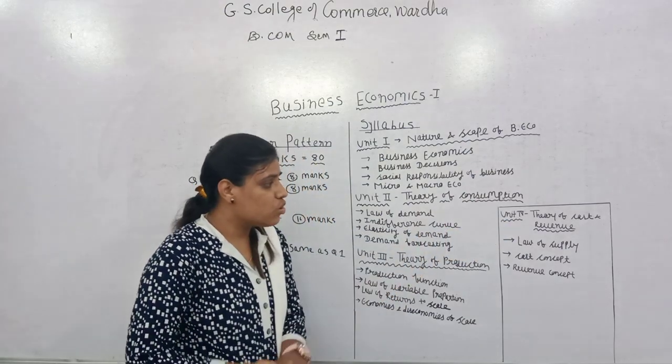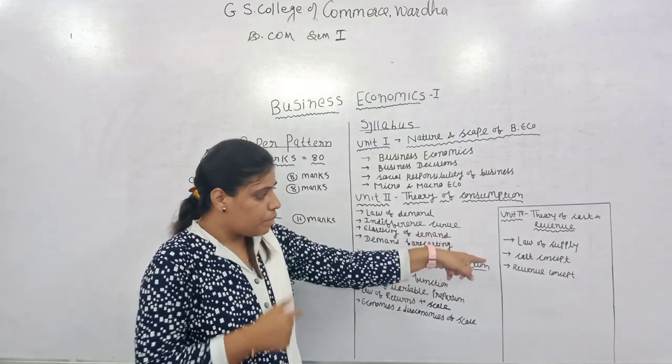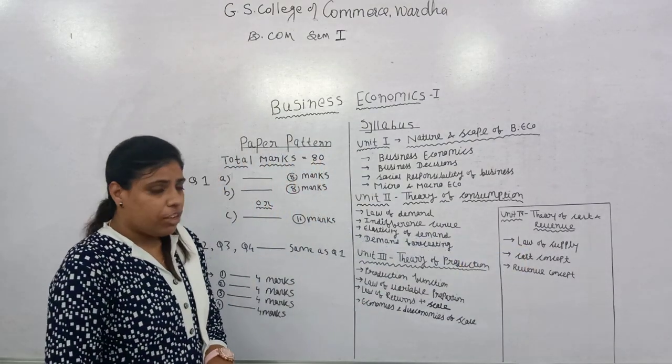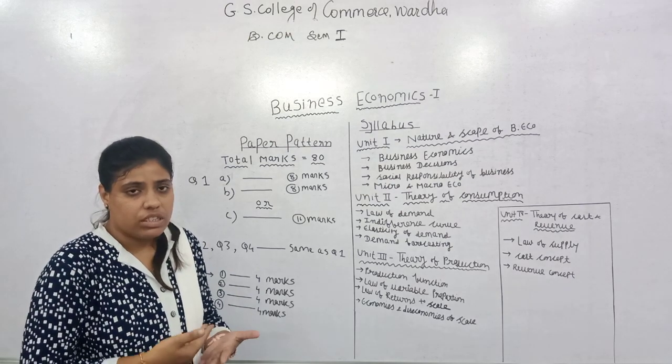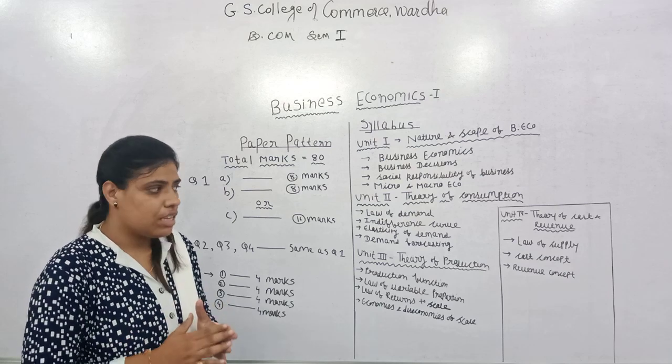Then the fourth unit consists of theory of cost and revenue. Here we would be having three chapters. The first chapter under the fourth unit is law of supply. Under this law of supply we would be studying the concept of law of supply, then the assumptions and the exceptions of the law of supply, and the various factors affecting the supply.